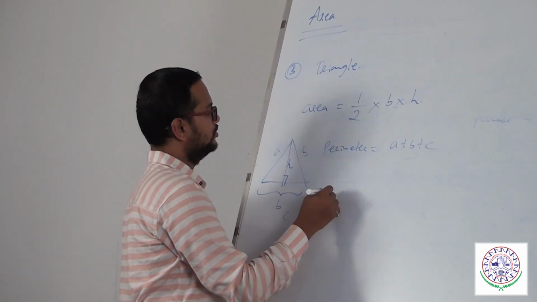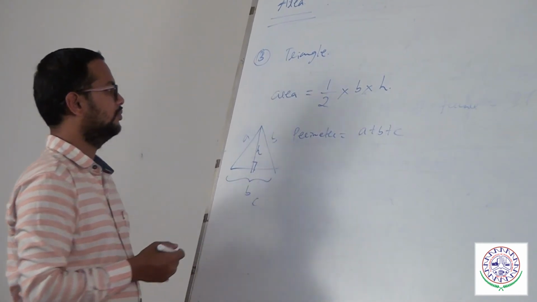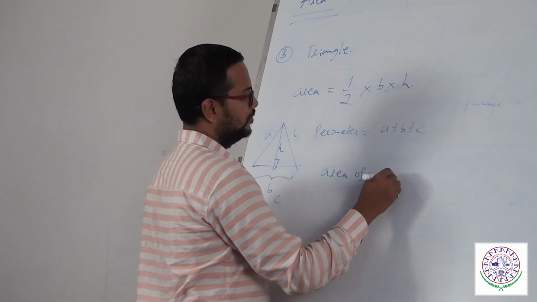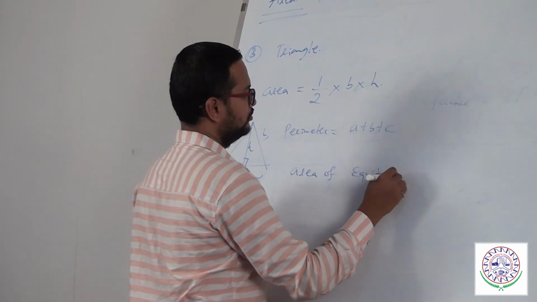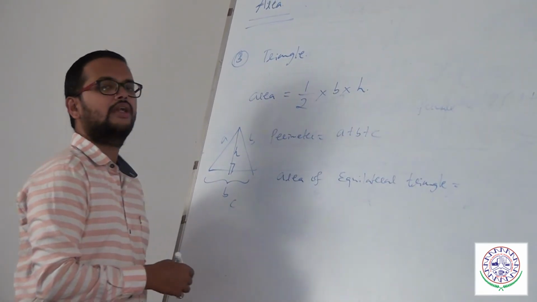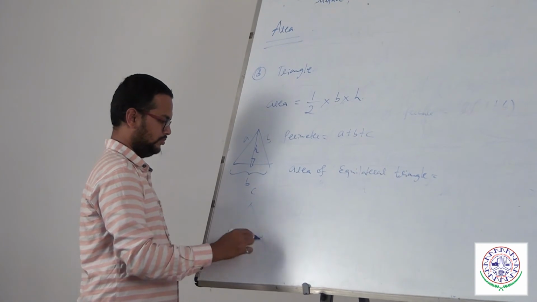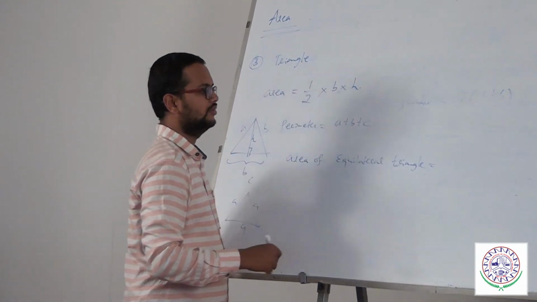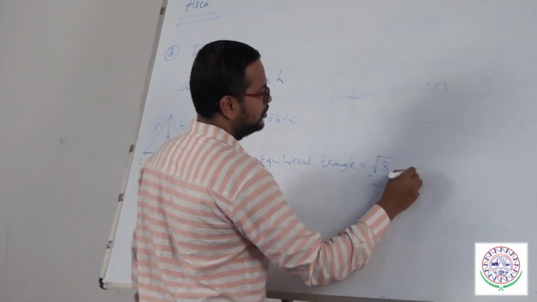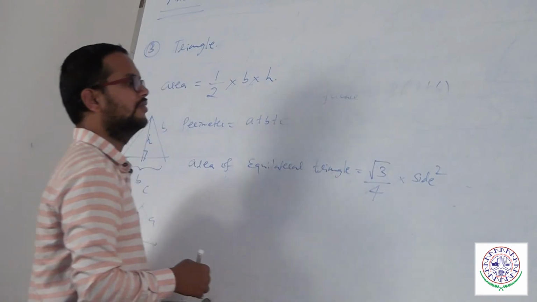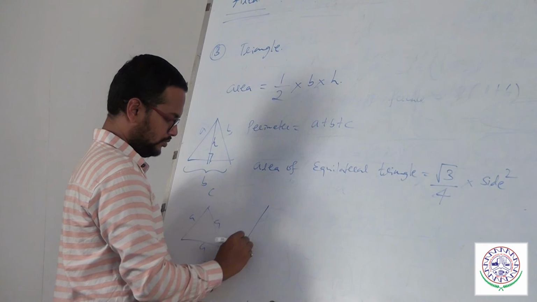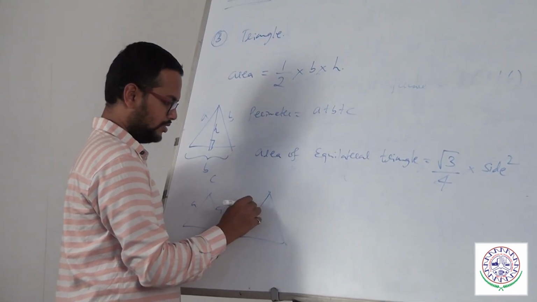Suppose you want the area of an equilateral triangle. In an equilateral triangle all sides are equal, and at that time the formula will be root 3 by 4 into side square.